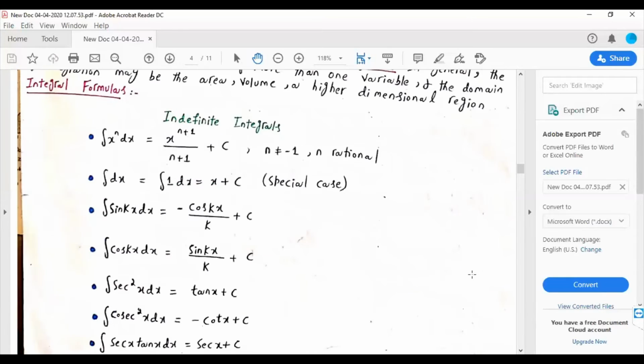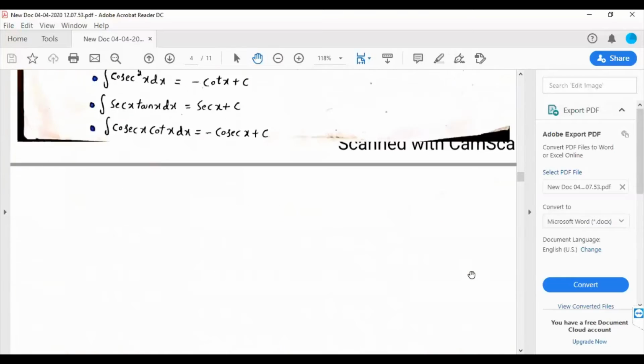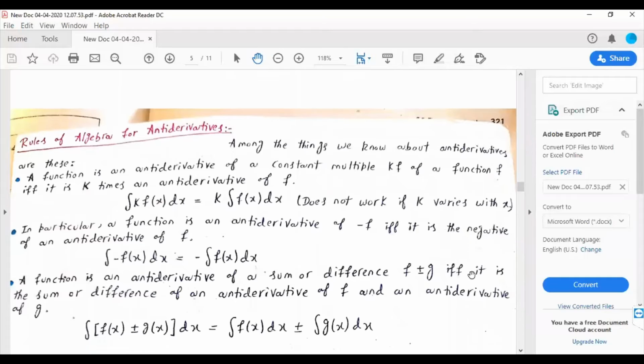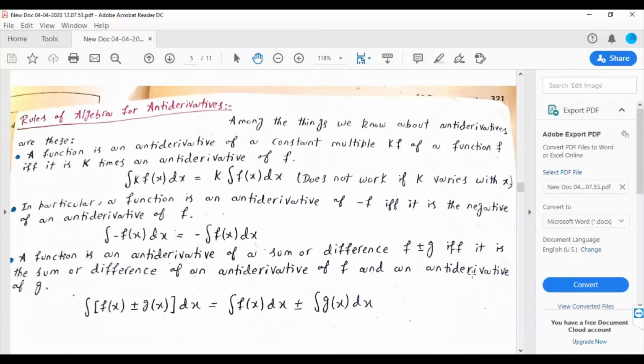These are the integration formulas. Here come the rules of algebra for the antiderivatives for the indefinite integrals. If a constant is multiplied with a function, you can take the constant outside the integral sign, and if a negative sign is multiplied with the function, then the negative sign is also multiplied with the antiderivative. If two functions are being added or subtracted, then the integral, being a linear operator, is applied on both the functions.